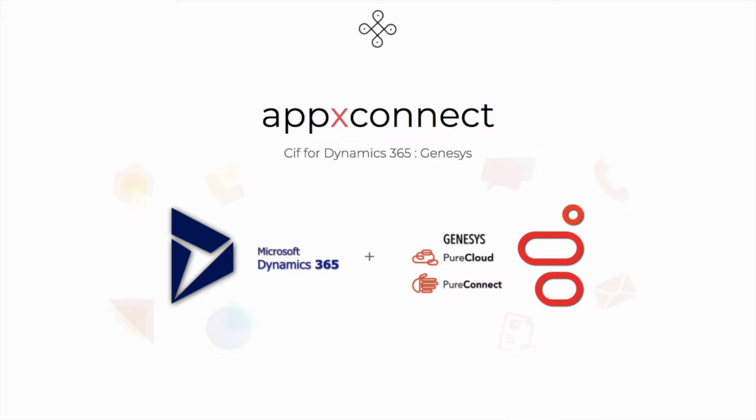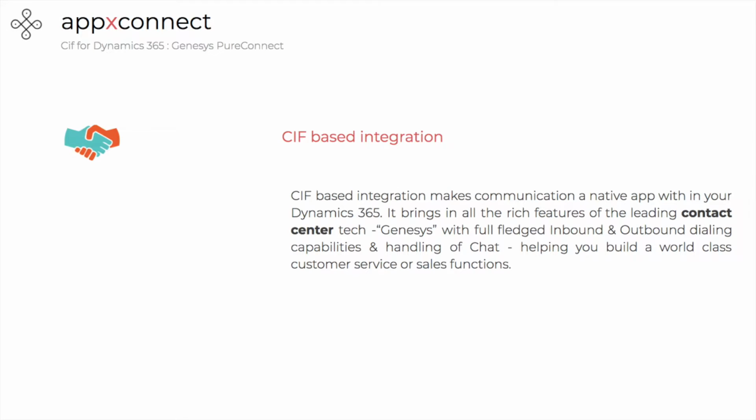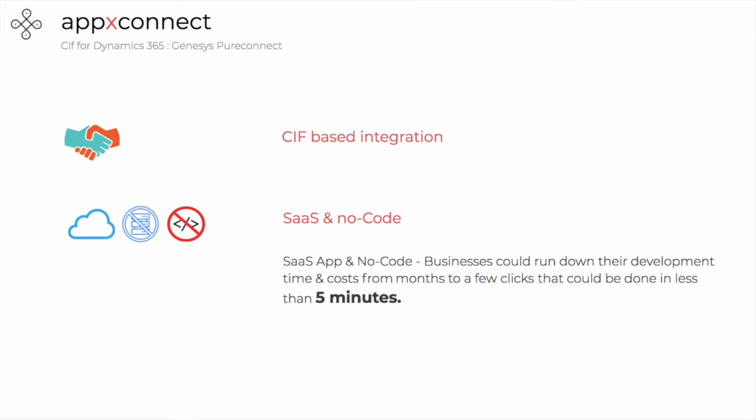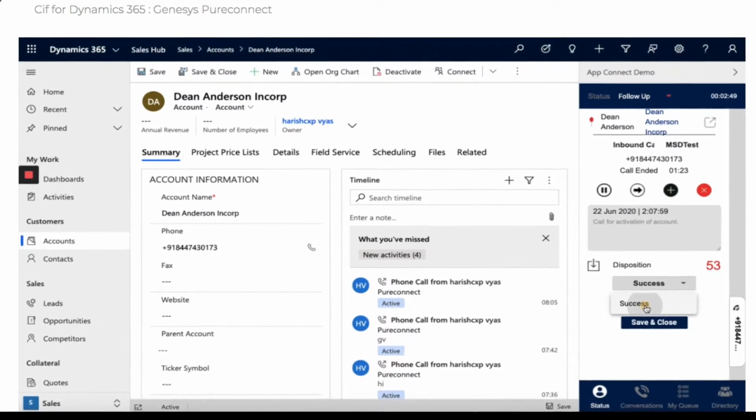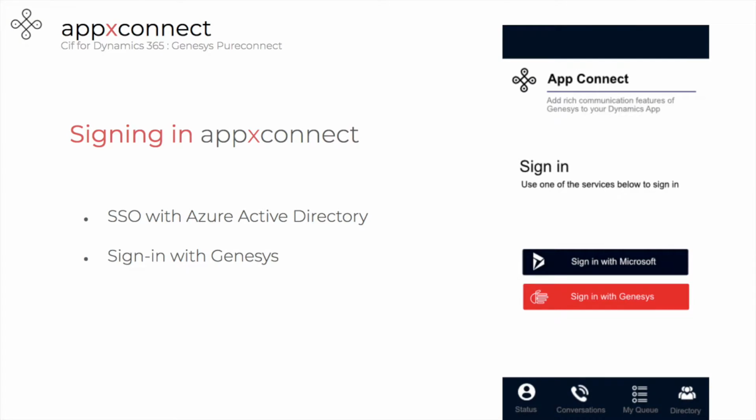Apex Connect does three things really well. First, CIF based integration that makes communication a native app within Microsoft Dynamics. Second, a no-code application helps bring down your time and integration costs from months to just a few minutes. And third, and the most important one, intuitive user interfaces that reduce user time and effort in robotic activities around communications workflow. Let's have a look at how this works.